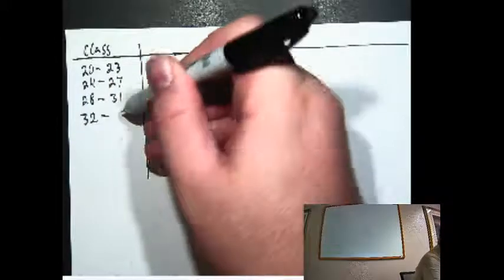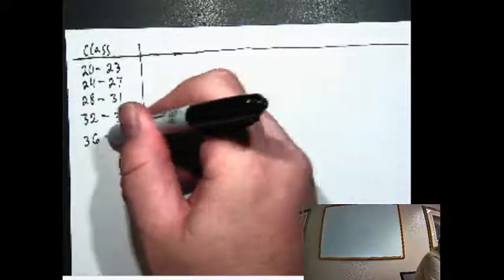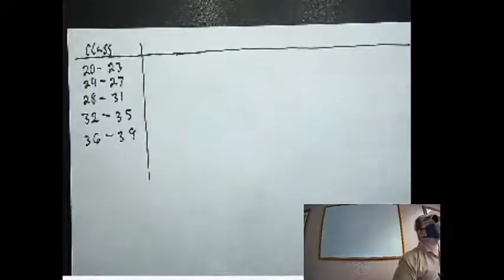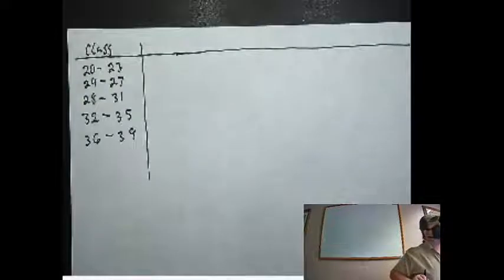So I've got classes 20 to 23, 24 to 27, 28 to 31, 32 to 35, and 36 to 39. First of all, what is the class width for each of these classes?